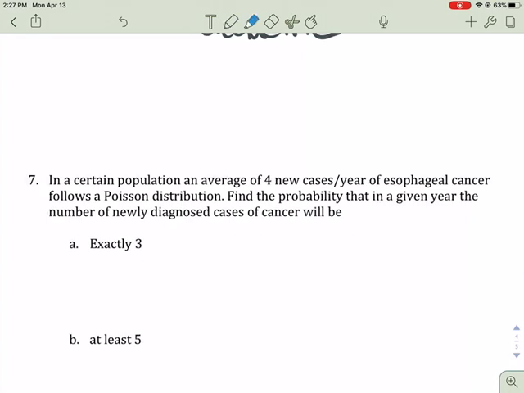Okay, and then this one, this is our last problem. It tells us right in the problem that the average is 4 new cases. So this is a Poisson because it tells us the average in the problem.